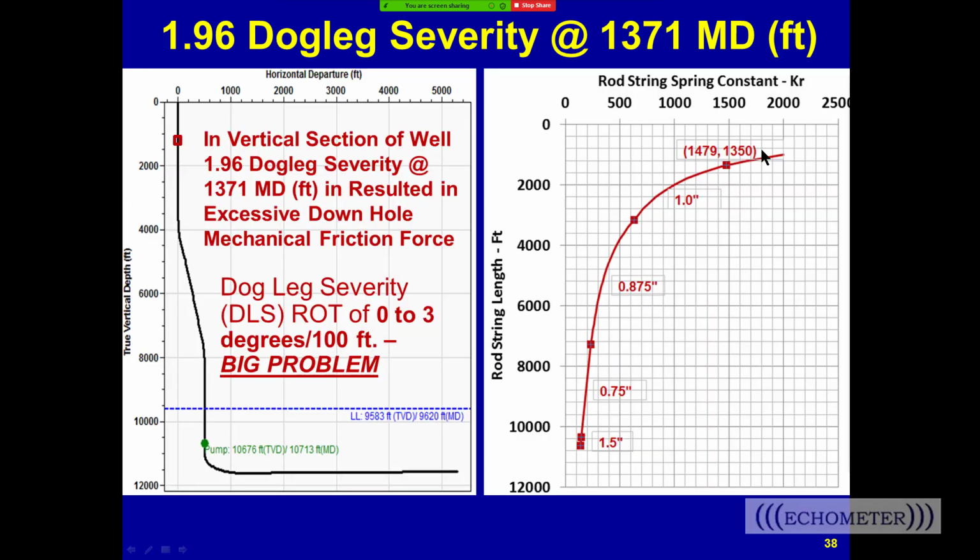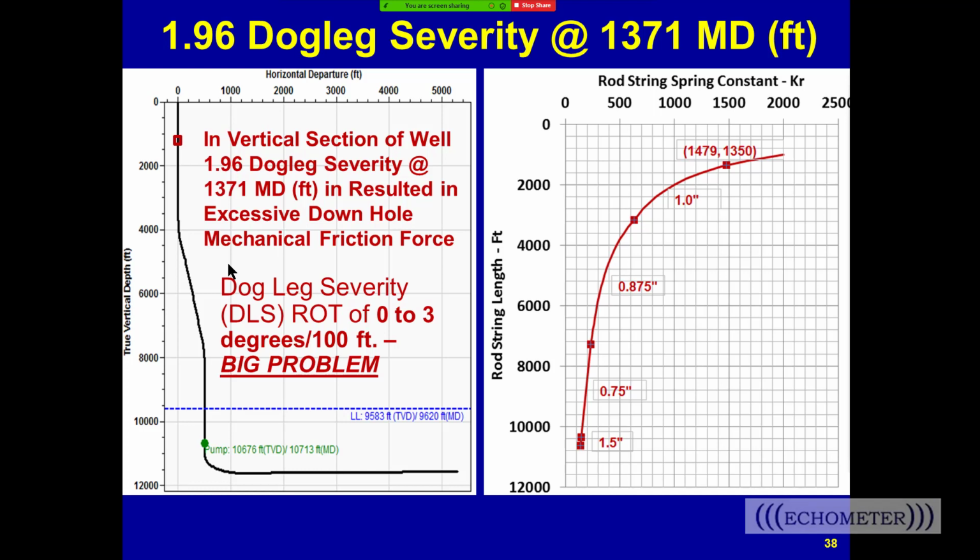Now, when we plot the spring constant in this well versus depth, the program calculated, so all I did is just take off those points and plot them in Excel, and there's the plot of the spring constant versus depth. And here's the deviation survey. And the old rule of thumb is if you have a dog leg between 0 and 3 degrees, that's okay. Don't worry about that.